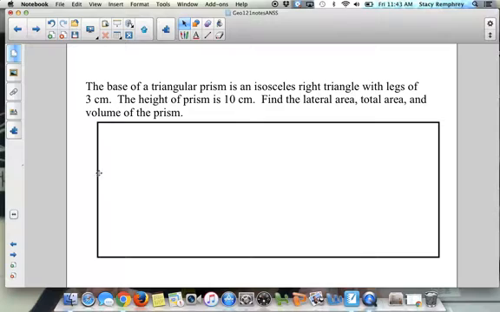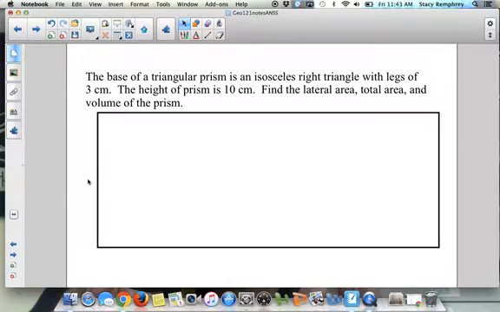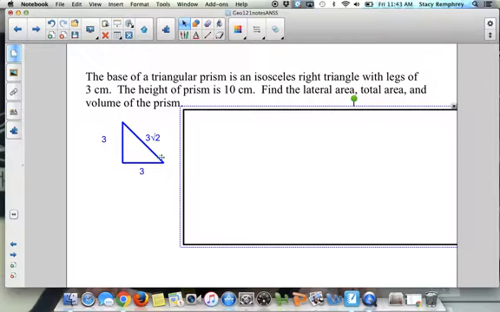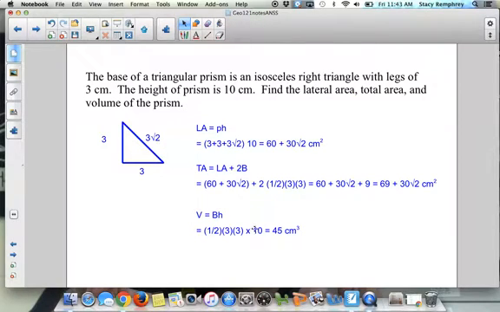In the last one, I would like you to try this one. And then come back, so push pause now. All right, I drew the base here. They said it was an isosceles right triangle, so you see I have that there. Using Pythagorean theorem, I can find this side. And I have my answers here for the different problems.